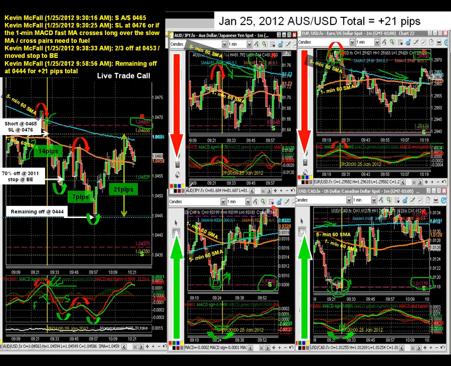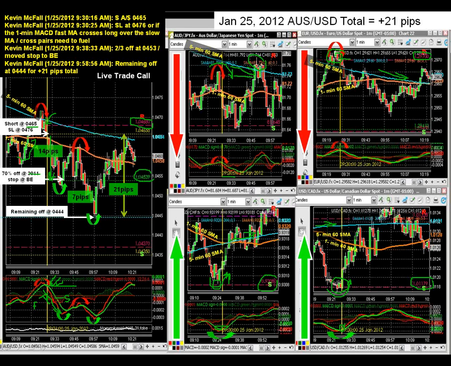And when you have all this in front of you, it's pretty easy to see. So on the live trade call, we took Aussie dollar short at 0465, and put a 10-pip stop loss on it. But as the MACD line shorted here and moved down, then we were able to get momentum to continue to move, and you can see price went right on down here to where we could take our first target off at 0453.